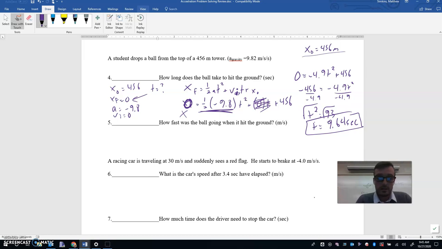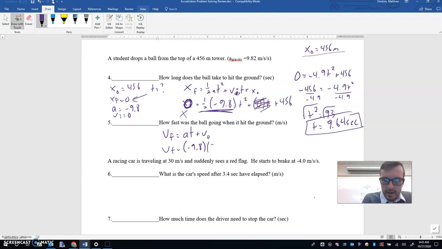You can see these get a little more complicated when we have more variables and we start to look at distance. How fast was the ball going when it hit the ground? This one isn't that bad. We're looking for V final, and we happen to know A, T, and V initial, so that's convenient. So how fast was it going? Well, it was just negative 9.8 for our acceleration.